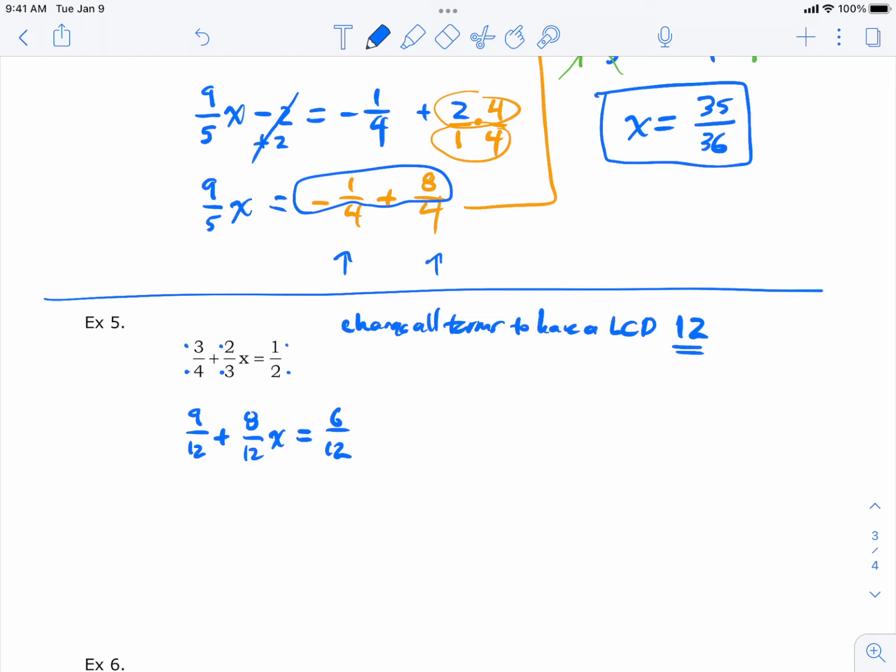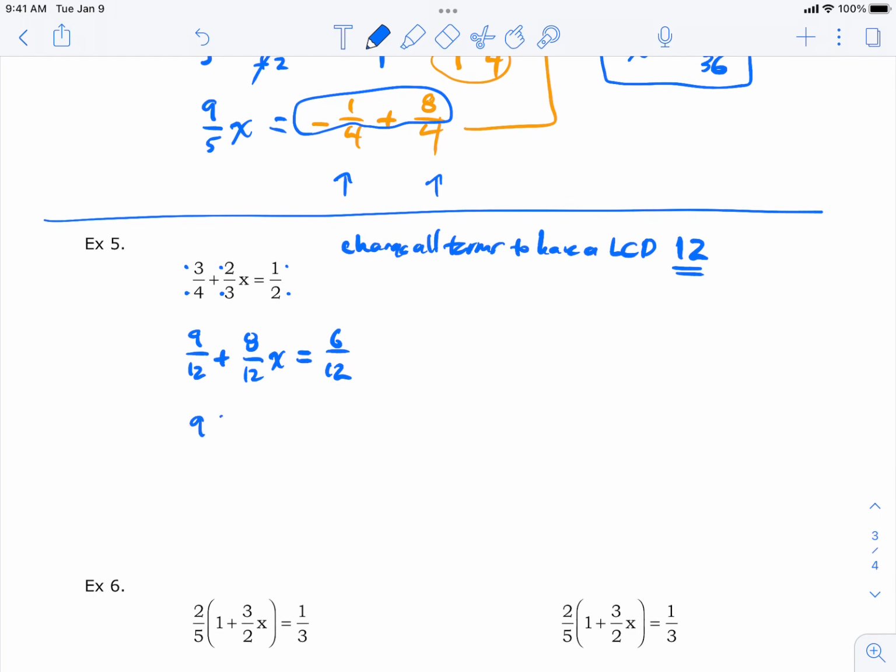Now here's the cool part. If everybody's 12ths, then the 12ths don't matter anymore. Get it? It's all 12ths. Well, cancel the 12s. I suppose you could say I'm multiplying both sides of my equation by 12. And when I multiply the left side by 12, those 12s cancel, and on the right, those 12s cancel. It's all the same denominator, so it goes away. And then you're practically done.